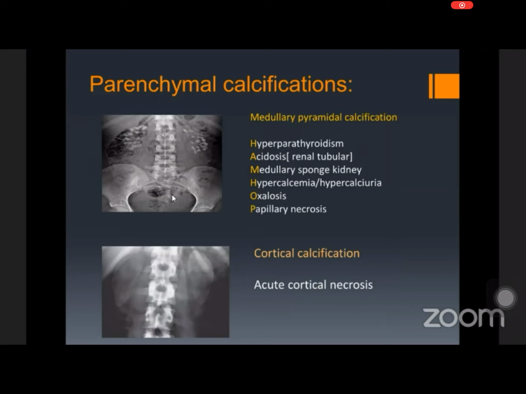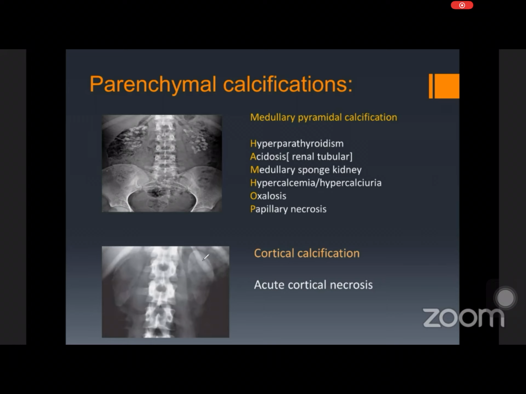So coming to the abnormal calcifications, it can be either medullary or cortical calcifications. So most of the calcifications are medullary because of the concentrating effects of the nephron. And so in this image, we see multiple bilateral calcifications of the renal pyramids. This is a classical picture of medullary nephrocalcinosis. The common causes of which are hyperparathyroidism, renal tubular acidosis, and medullary sponge kidney.